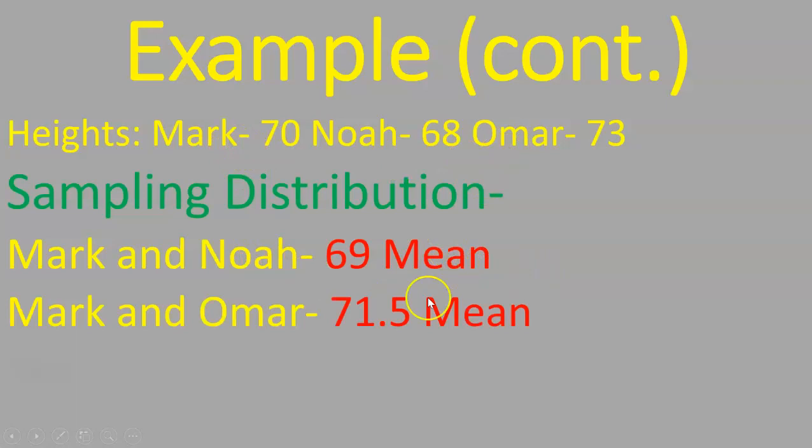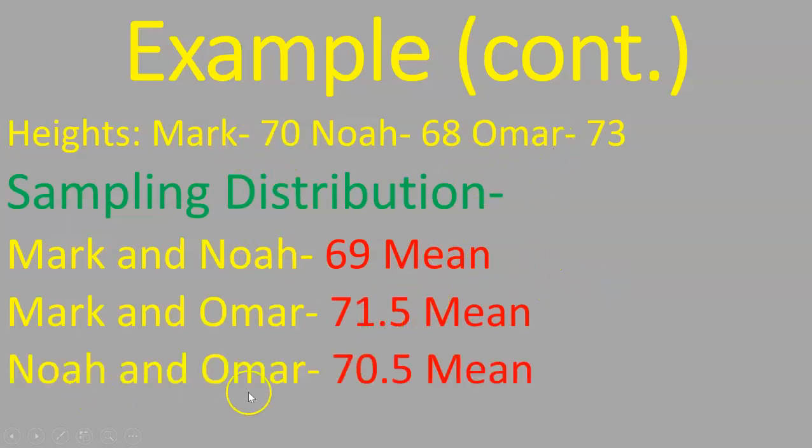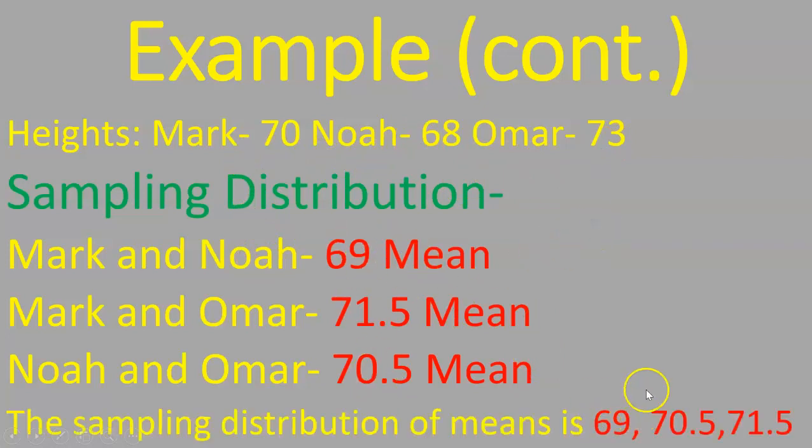Mark and Omar would have a mean of 71.5. You take the 70 and 73. And then Noah and Omar would have a 70.5 mean, which is easy calculations. What we did was just take 2 at a time and find their average. Those 3 numbers would be a sampling distribution. Again, sampling, not sample. Sample would just be the heights of one subset.